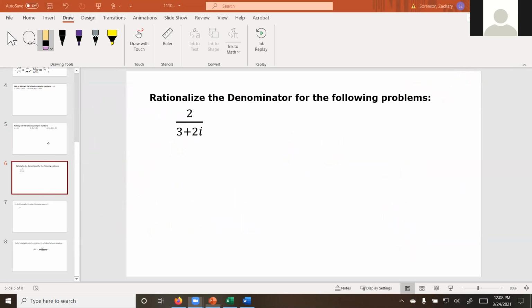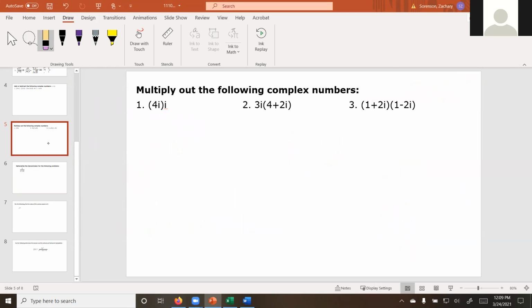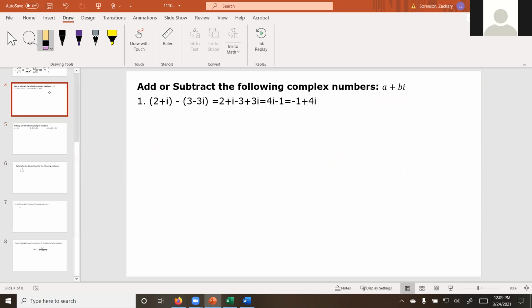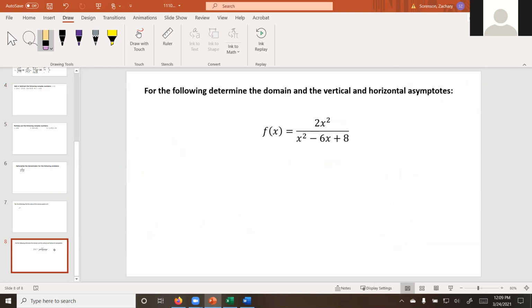This rationalizing denominators and multiplying complex numbers. There's probably going to be one of each on the exam. So, and one of these two, but that's almost free points on the exam. So that's good news. You should be able to add and subtract complex numbers pretty easily. And then this section I'm going to go over next week.